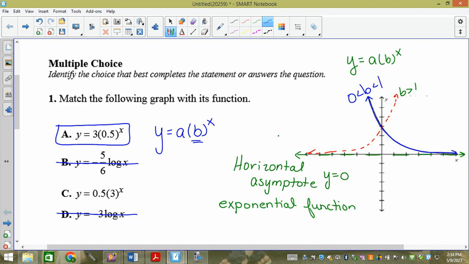For exponential functions and only exponential functions, what does my a give me? Remember? Your y-intercept. So it's at 0 and 3, which this one is. So that guarantees it.